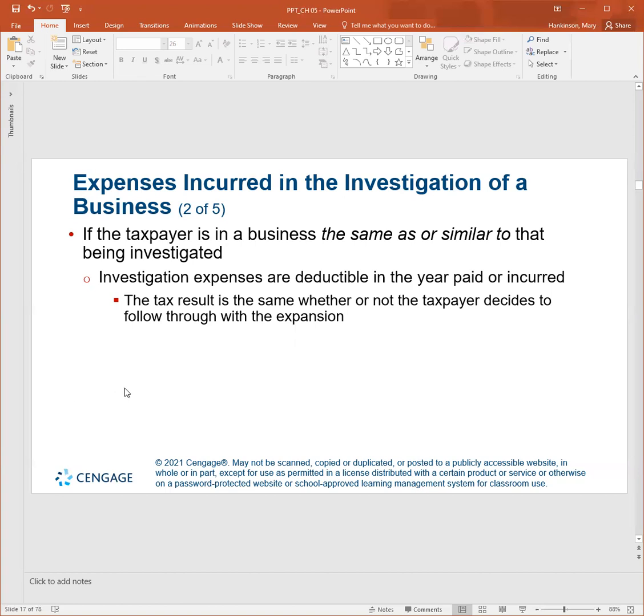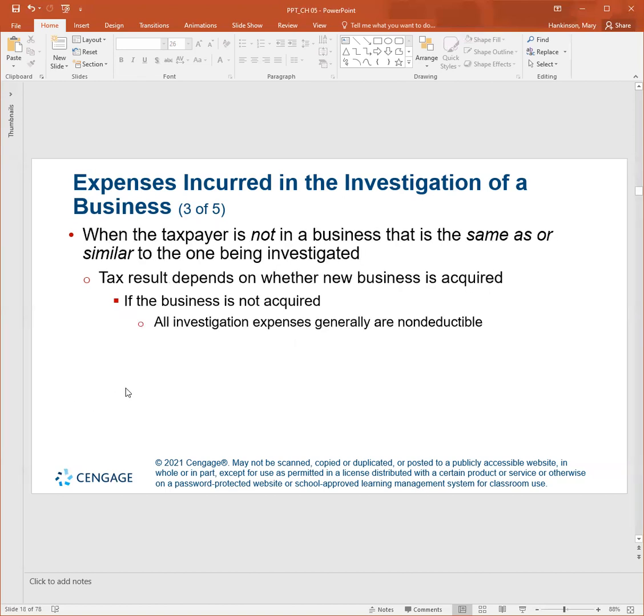When the taxpayer is not in a business that is the same or similar to the one being investigated, the tax result depends on whether the new business is acquired. If the business is not acquired, the investigation expenses generally are not deductible.